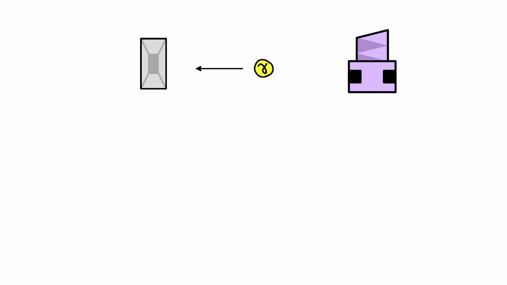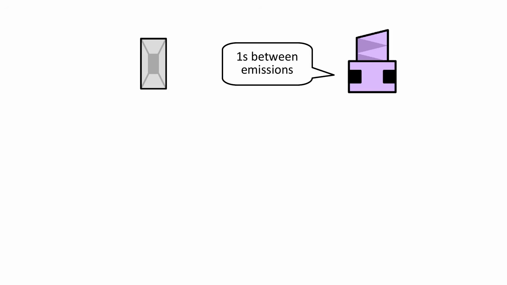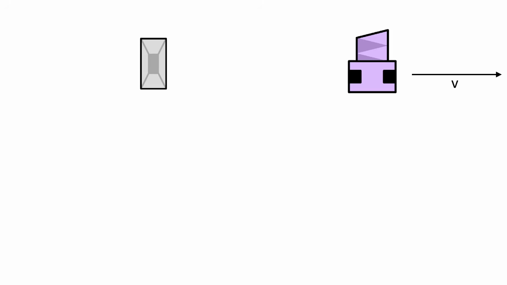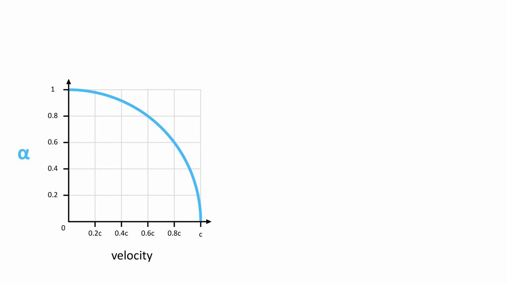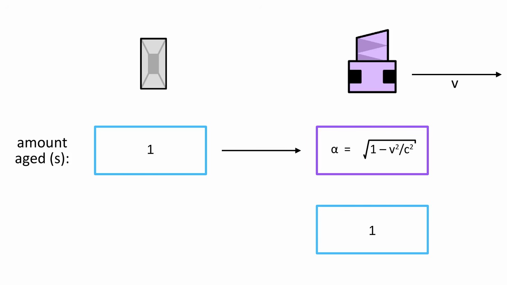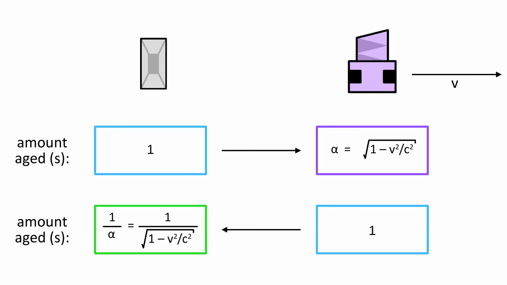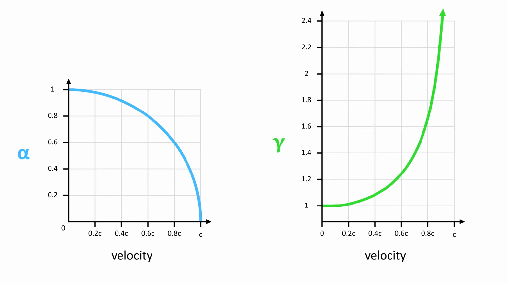After emitting a photon, the source waits 1 second until the next. In our reference frame, it's moving at velocity v, so according to time dilation, it ages slowly, meaning 1 second to us is square root of 1 minus v squared over c squared seconds for it. This value is known as alpha. Going the other way, that 1 second for it to recharge takes 1 over alpha seconds for us. 1 over alpha also has a name. It's known as the Lorentz factor, or gamma, and is what we'll use from now on.